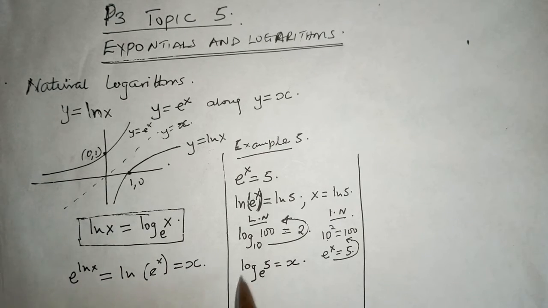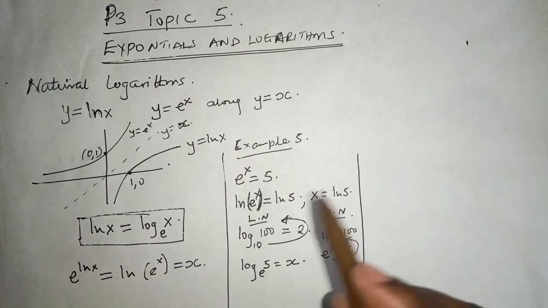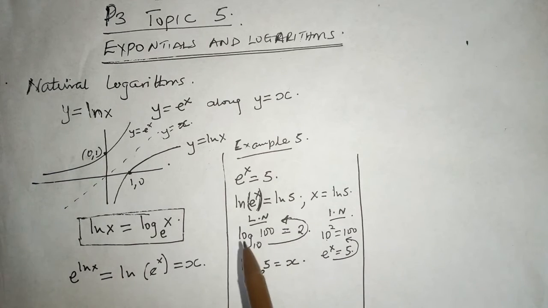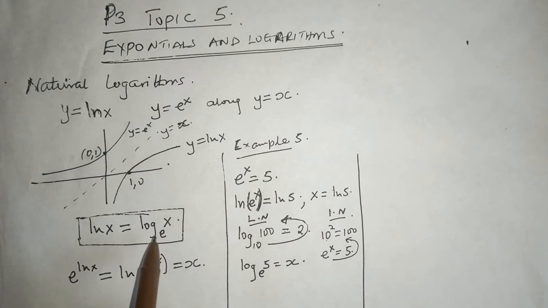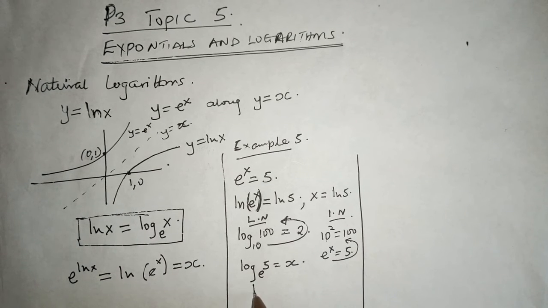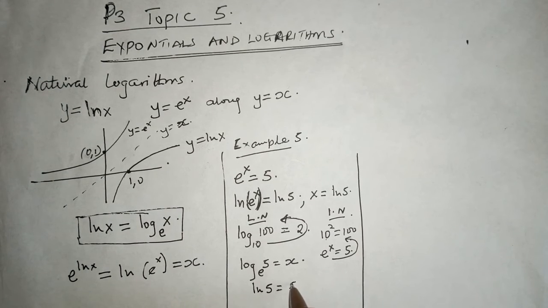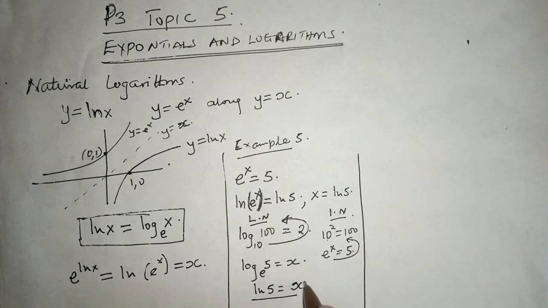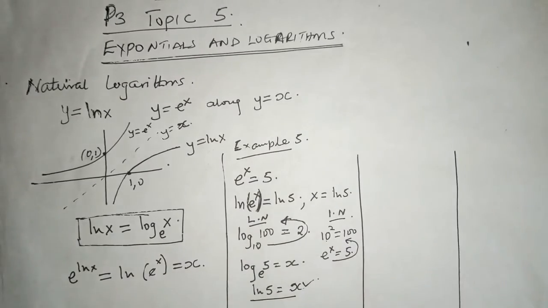But what is log to base e? Log to base e is simply ln x. You can see here, log to base e is simply ln. And this log to base e, then we are going to simply say natural logarithm of 5 is easily x. That is the solution of part A in that particular question.